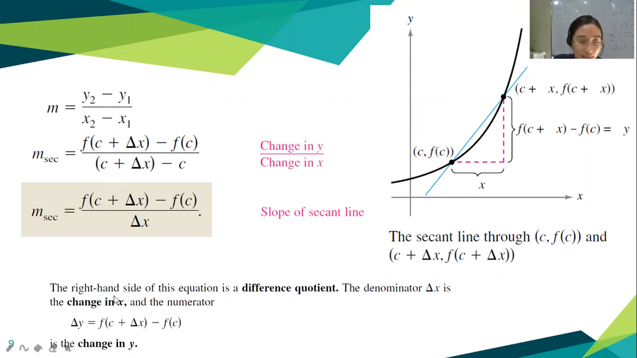So the right hand side of this equation is a difference quotient, where the denominator delta x is the change in x, and the numerator delta y, equal to f of c plus delta x minus f of c, is the change in y. Okay, so if you ask where this equation came from, at least you know it comes from the general equation for finding the slope when you have two points.